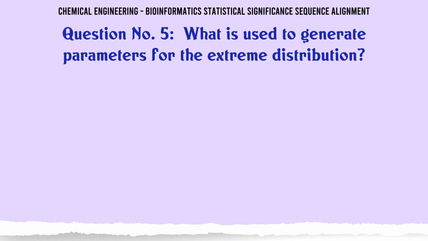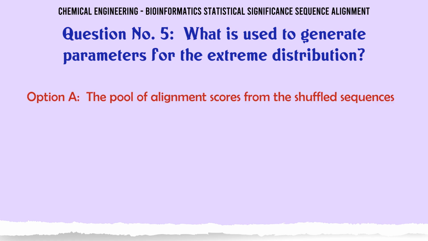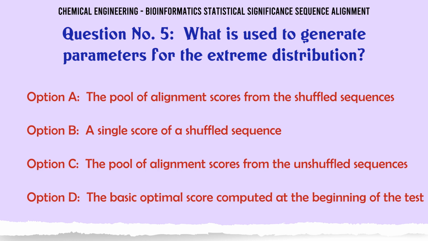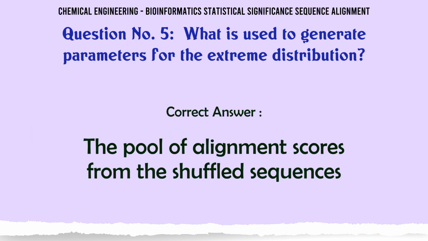What is used to generate parameters for the extreme distribution? A. The pool of alignment scores from the shuffled sequences. B. A single score of a shuffled sequence. C. The pool of alignment scores from the unshuffled sequences. D. The basic optimal score computed at the beginning of the test. The correct answer is the pool of alignment scores from the shuffled sequences.